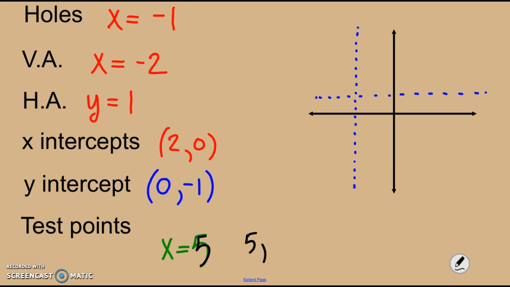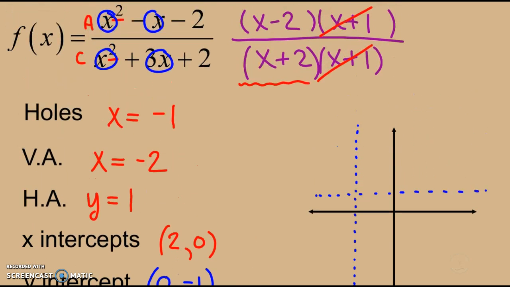Okay, well, I'm going to put it into that factored form up top here. So if I put a 5 in there, I'm going to get a 3, okay? And down here, I'm going to get a 7. Of course, the x plus 1's cancel out. So that's a 3/7. So if I put a 5 in, I get a 3/7. Is that above or below my horizontal asymptote? Well, my horizontal asymptote is at 1, so that's below it. So 3/7. So if I put a 5 in, I'm going to get some number up here, okay?